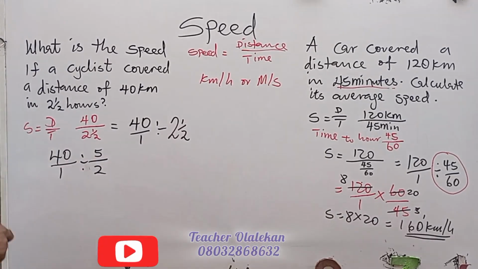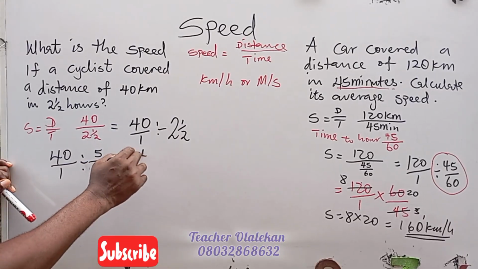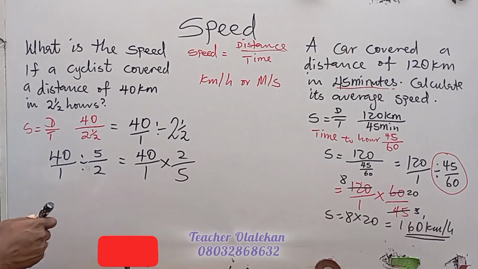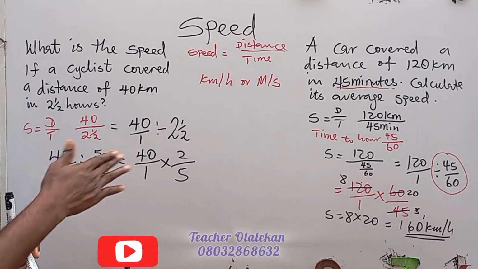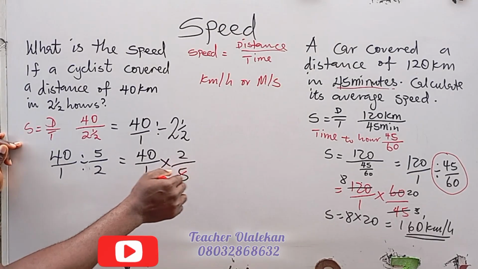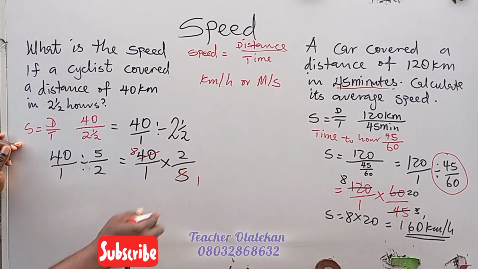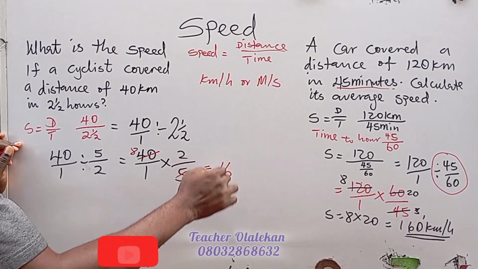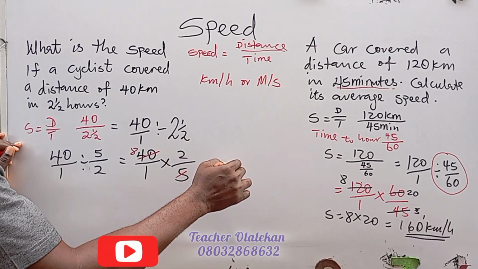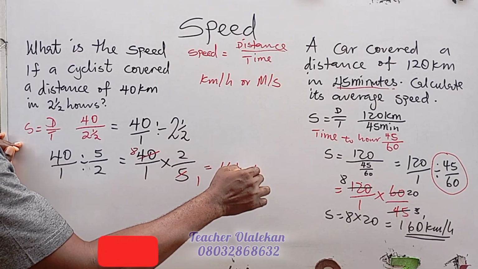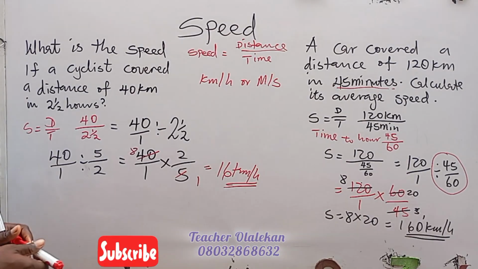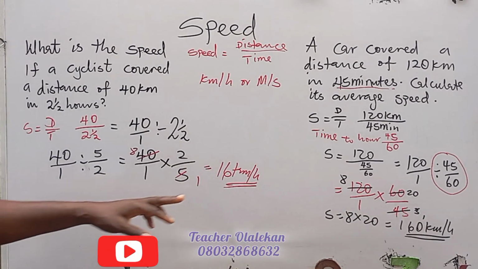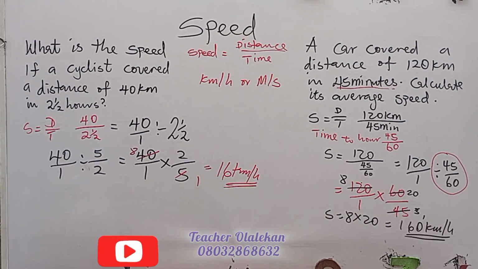Then at this stage, we reciprocate. So that becomes 40 over 1 times 2 over 5. We reduce to the lowest term here. Now we'll simplify them. We divide them, 5 here 1, 5 here 8. So that means 8 times 2 is 16. That's 16 kilometers per hour. So the speed at which the cyclist is riding is 16 kilometers per hour.